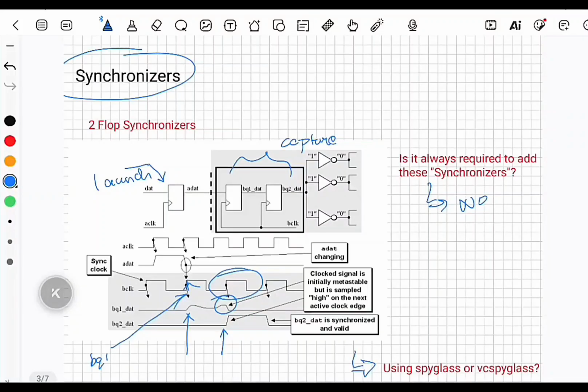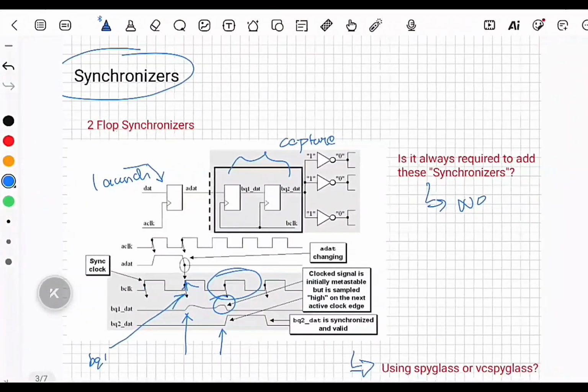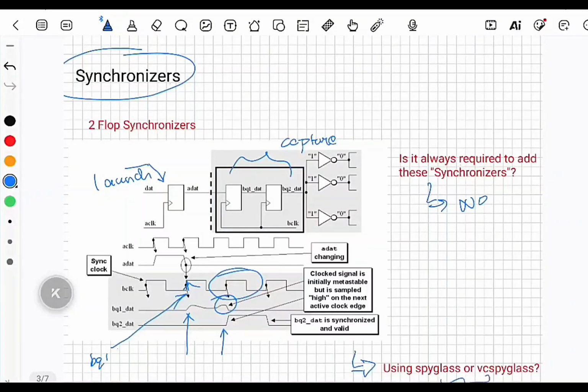One of the most important things you need to note is using Spyglass or VC Spyglass. You need to have experience using Spyglass or VC Spyglass. Here, the path analysis will be done by the tool, and it will throw up all the signals which are crossing from one domain to another. This tool will help you learn about the actual CDC issues. There are something called tags. If you have used this tool and you know how to solve CDC issues after you go through this series of videos, it will be helpful for your placement.